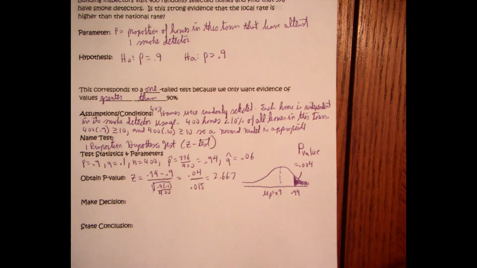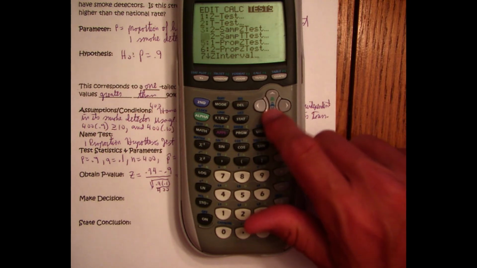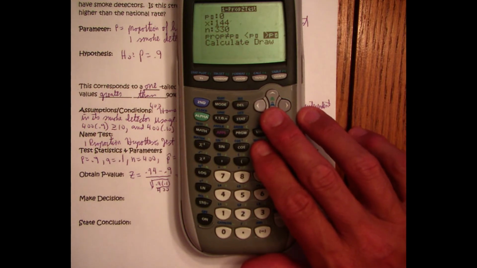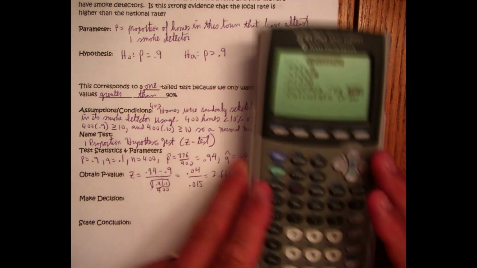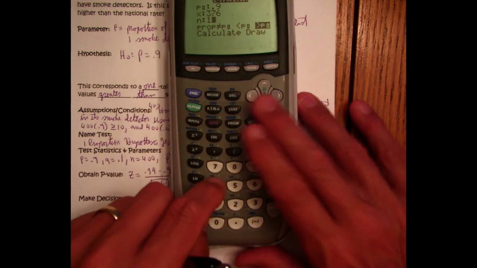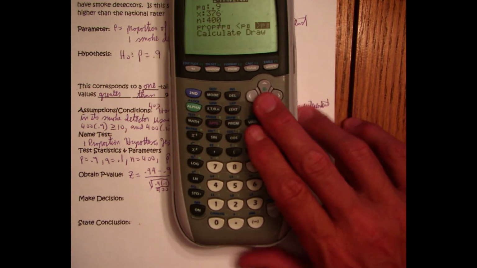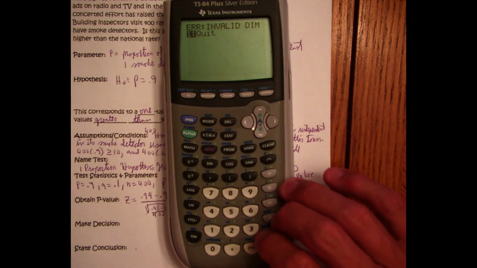So let me show you how to do this now. When you do this on your paper, this has to go on your paper, and then you go to stat tests and one prop z test. p sub 0 is your null hypothesis, and that's 0.9. X is the number of successes, that was 376. N is 400, that's your sample size. We want to see if it's greater than, so that's how we did that. And then we'll draw it.